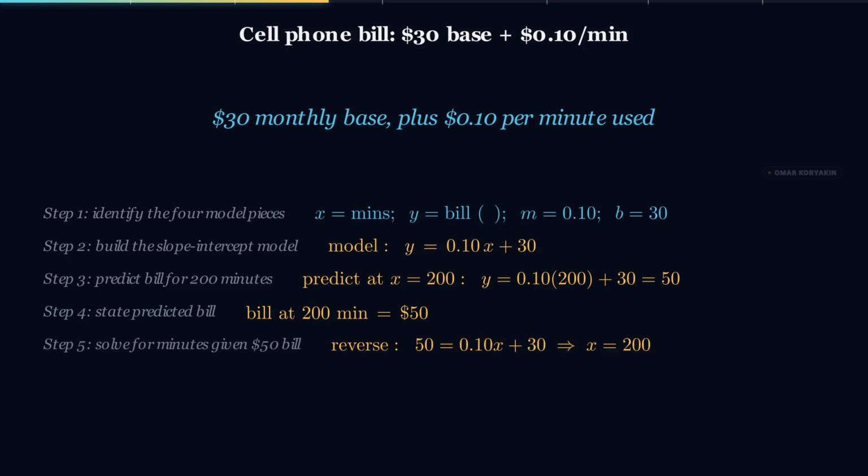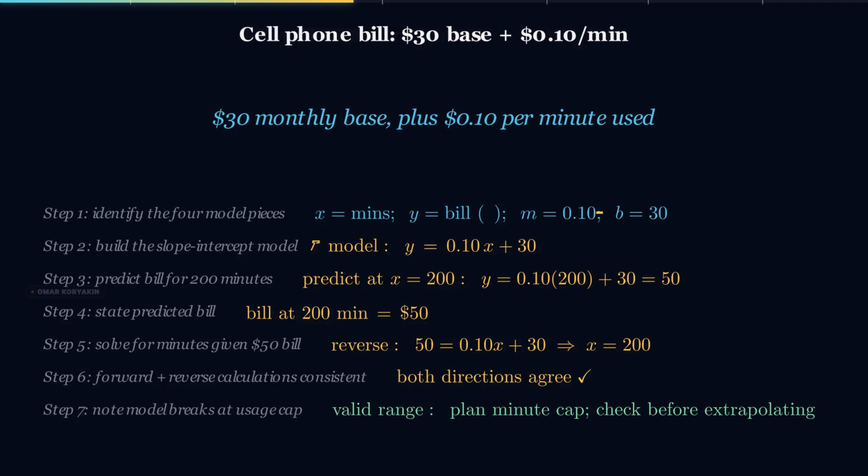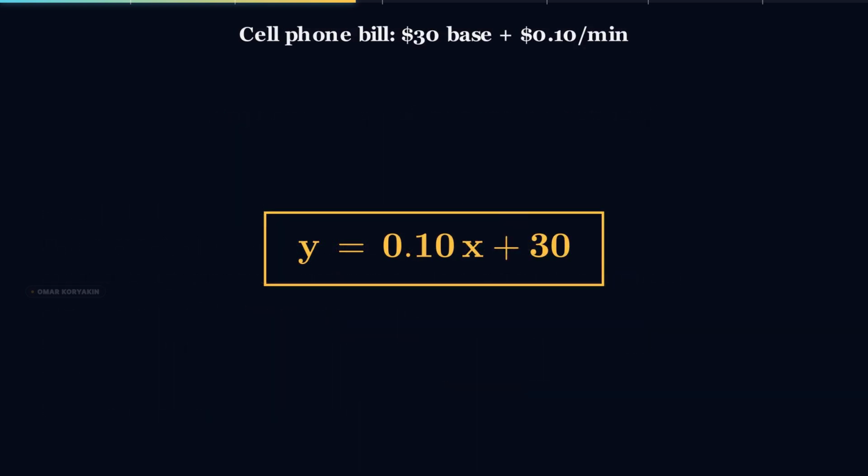Step 5. Check the valid range. Real cell phone plans typically have an upper limit on minutes before different pricing kicks in, like a maximum allowed usage or a transition to overage rates after some threshold. The linear model is valid only within the range where the constant 10-cent rate applies. Extrapolating to 10,000 minutes would give a $1,030 prediction that might not match reality if the plan has overage rates that differ from 10 cents per minute. So the linear model is y equals 0.10x plus 30, predicting a $50 bill for 200 minutes.